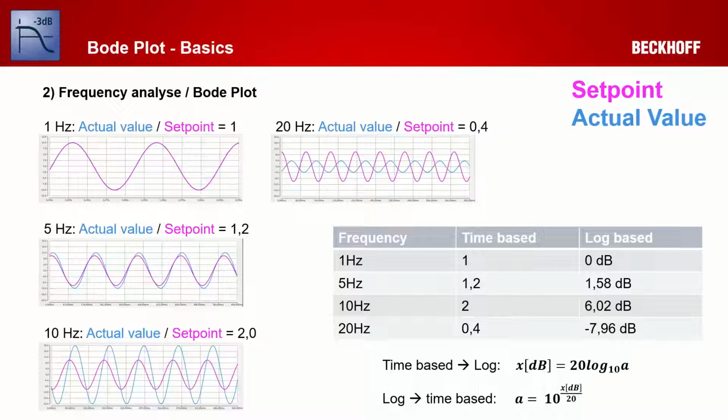If you transfer these time-based ratios into the logarithm format, you can see in the table, if you have a ratio of 1 transferred to the logarithm format, it is 0 dB. 0 dB means we have a perfect behavior. The system is reacting as provided by the set point. There is a formula how you can calculate from the time-based to the logarithm-based format, and another interesting figure maybe is time-based. We have a factor of 2. That means in the logarithm format it is 6 dB.